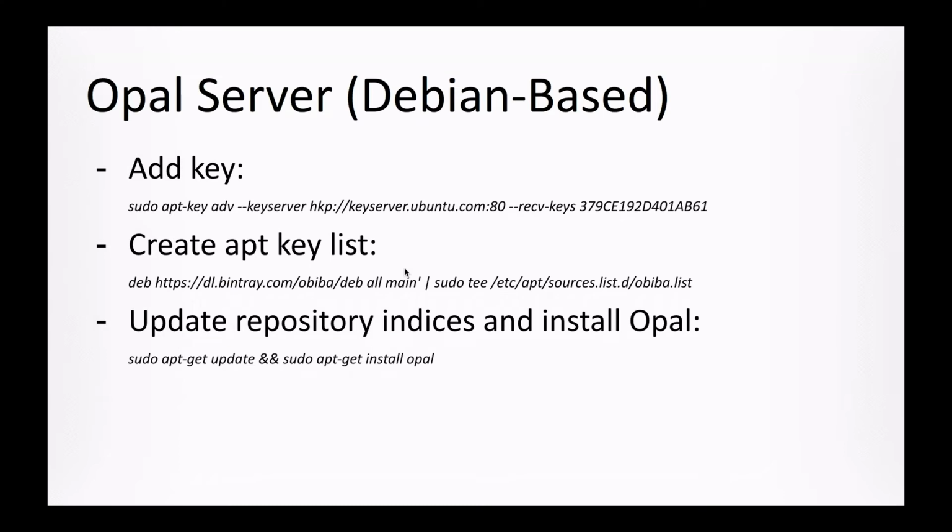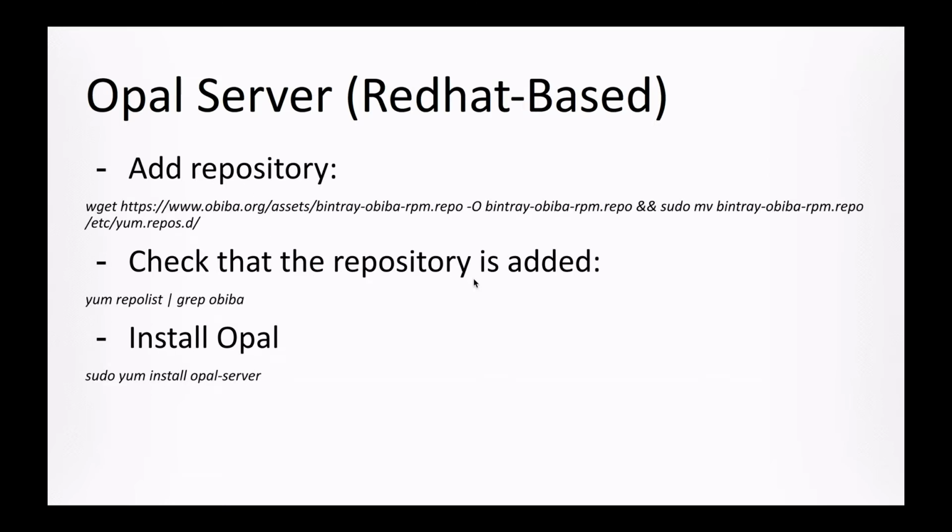To install Opal on a Debian-based Linux, you would need the key to authenticate the package, add the URL of the package to the repository list, and use the Debian package tool to install Opal. To install Opal on a Red Hat-based Linux, you would need to download the package file on your system and use a Red Hat-based packaging tool to install Opal.